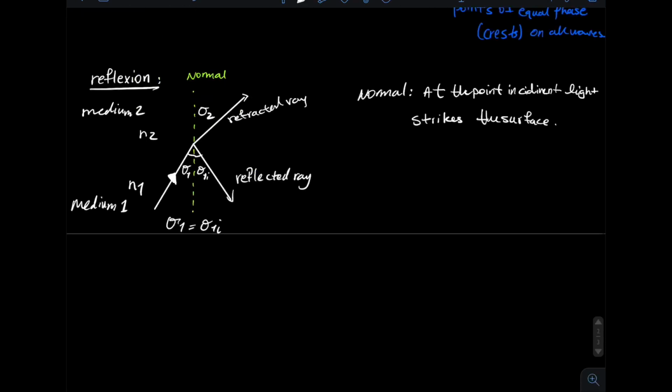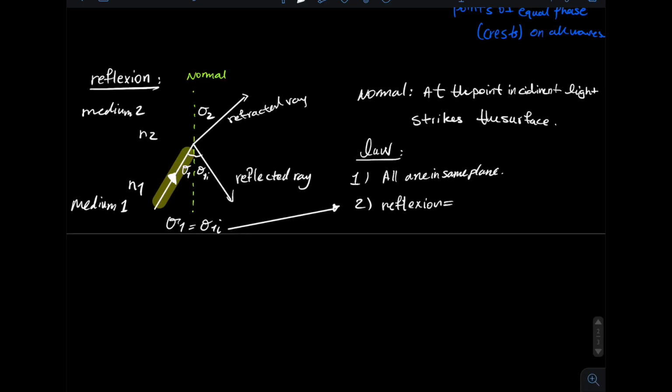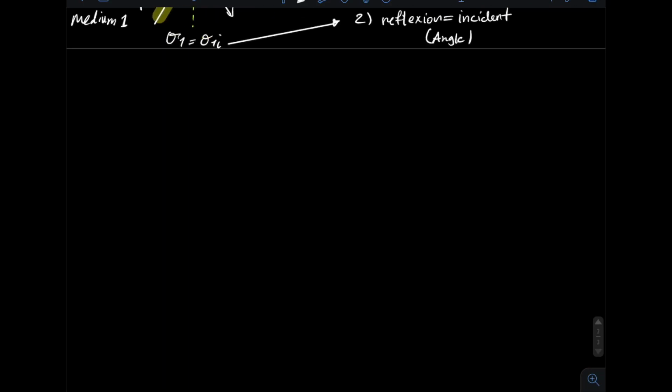So what is the law? As I said, we have two things for it. The first one is that the incident ray, the reflected ray, and the normal are in the same plane. So all are in the same plane. What is the other rule? The angle of reflection is the same as the angle of incidence. That's the second rule which I wrote. So reflection is equal to incident, the angle for sure.